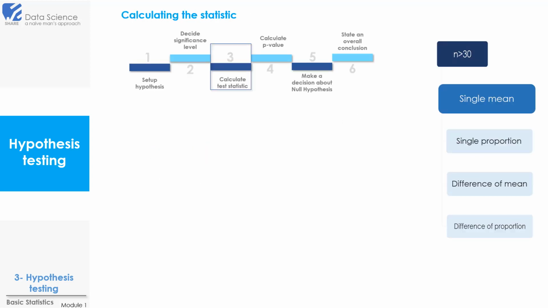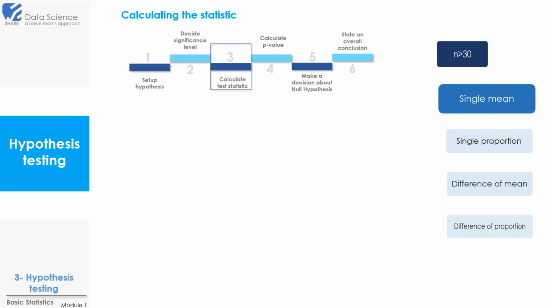Now we are starting with the first test. As you can see on the screen, at the top I have displayed the steps that are involved in the testing and highlighted step 3, as we will only see this step in detail because the rest of the steps are common for all the tests. Then on the right hand side, I will be displaying tests from each of the categories that we saw earlier. So the first category here is when the sample size is greater than 30. We have 4 tests here: single mean, single proportion, difference of mean, then difference of proportion.